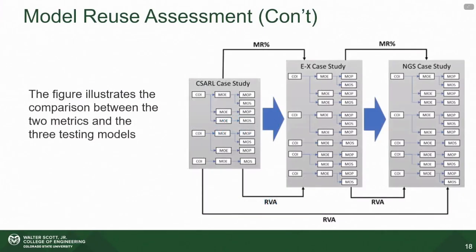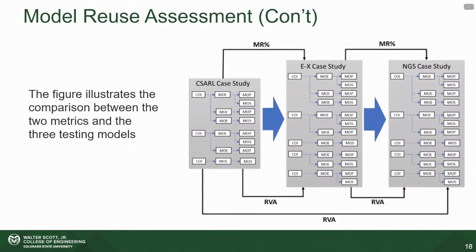Now, this particular figure illustrates the comparison between the MR% and the RVA metrics across the 3 test models that were developed in this particular study. We see that the MR% is primarily used to evaluate direct reuse of artifacts between 2 consecutive generations of models, offering a straightforward measure of how much content from one model is carried over to the next model.